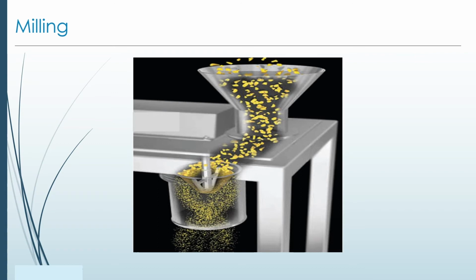As you can see in this diagram, the powder enters the mill through a funnel at the top and then proceeds through the machine to be milled into a finer particle size.